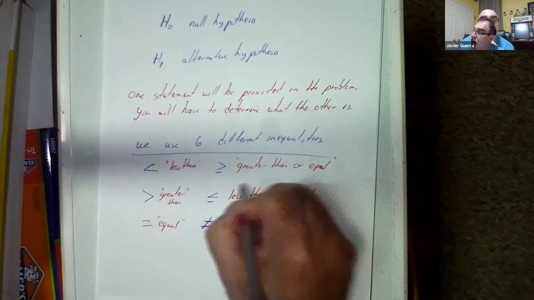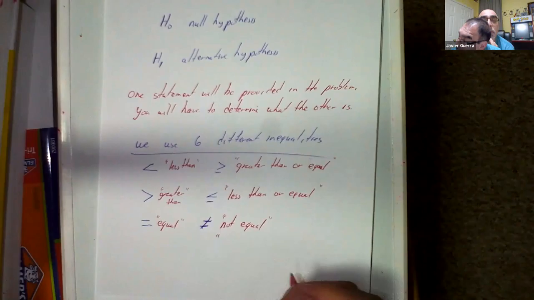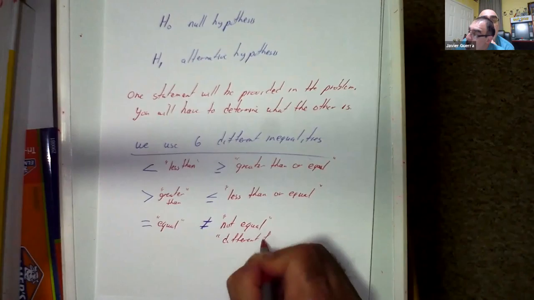All right. Now, you don't necessarily see the not equals. There's another word that they use for it. They call it different from. Different from. So not equals also means different from.